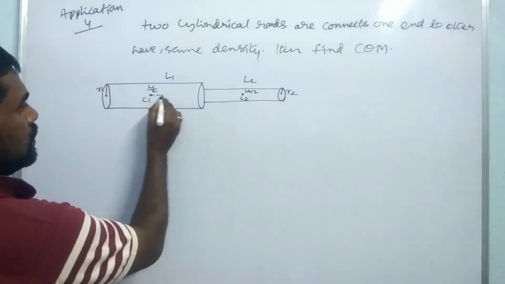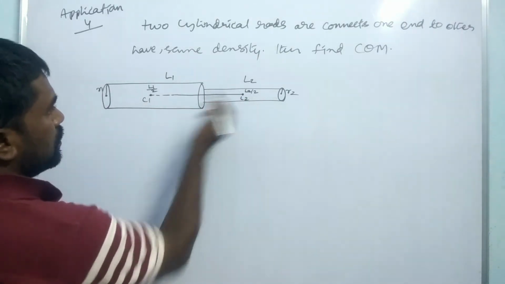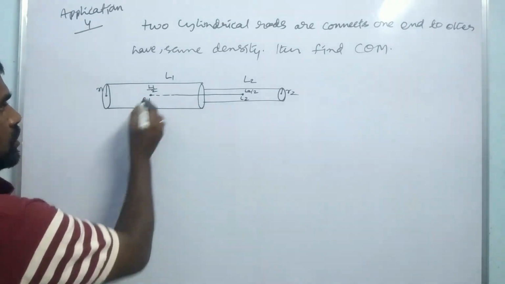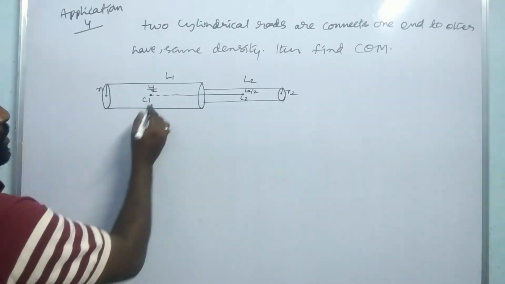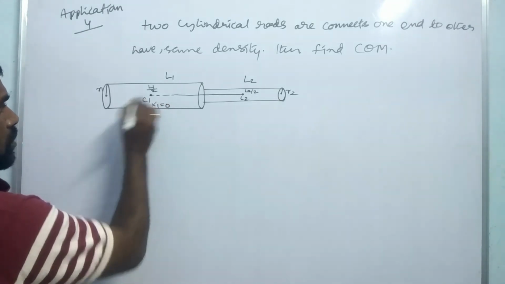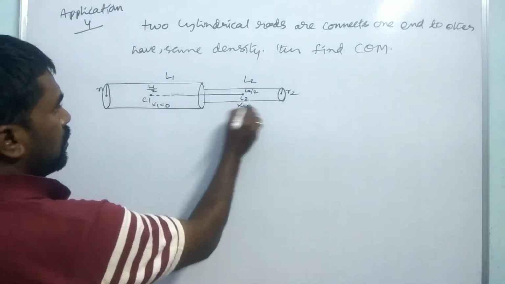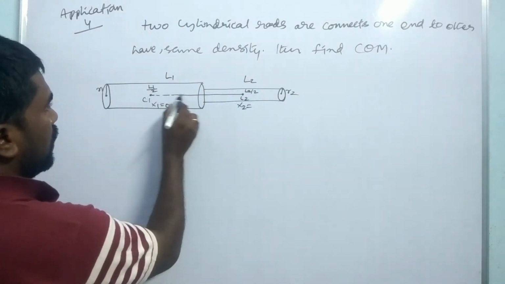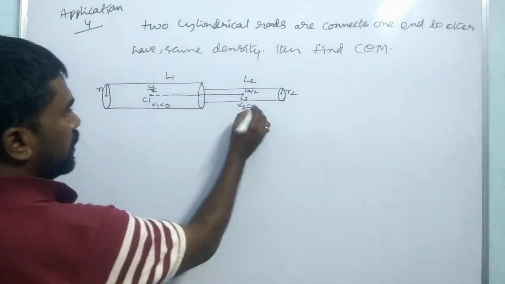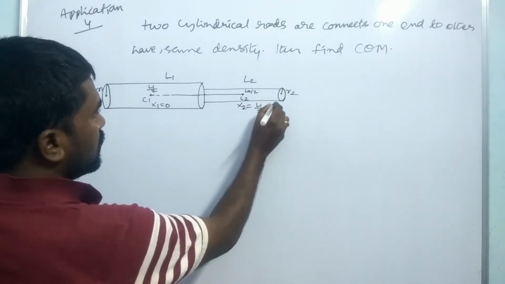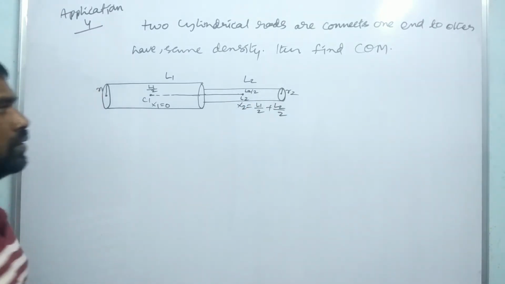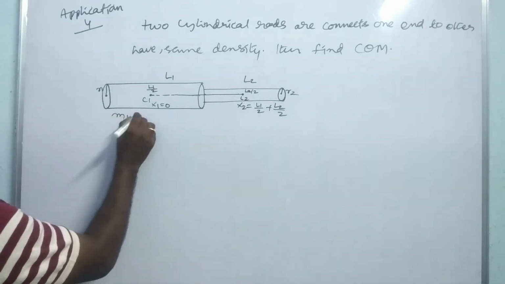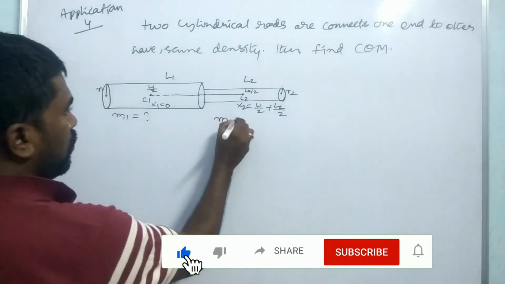So here this is the distance between the centers of mass of the two cylindrical rods. So here x1 is equal to 0, this is the origin, and x2 is equal to L1 by 2 plus L2 by 2. So this is the L1 by 2 and this is the L2 by 2. Okay, now find the masses. So this is M1, how much, M2, how much.